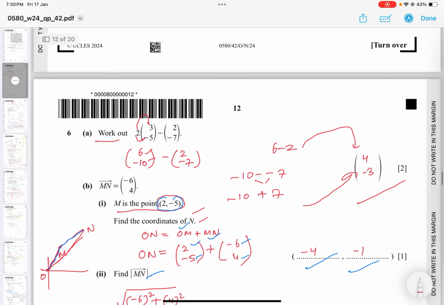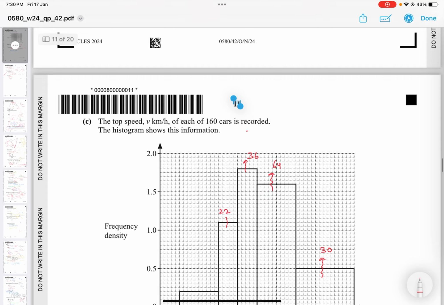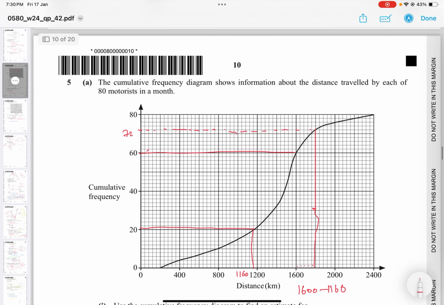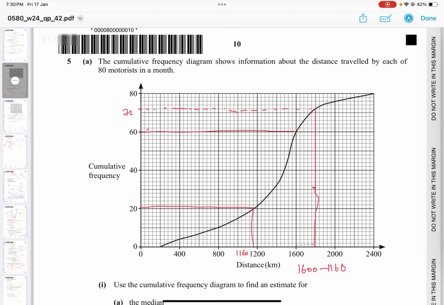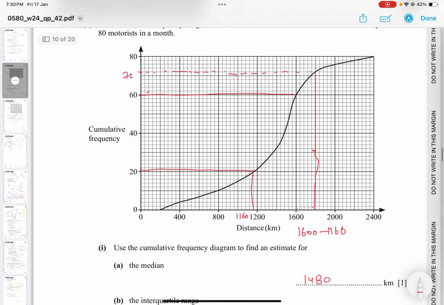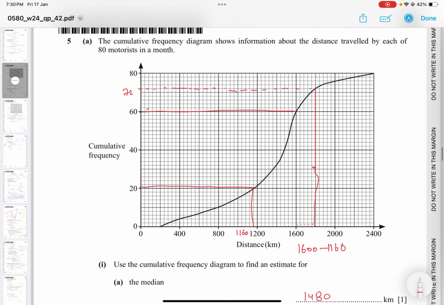Are you ready to jump on to the next question? A cumulative frequency diagram shows information about the distance traveled by 80 motorists in a month. Estimate the median. Median: total is 80, so we will go from 40 and go up to here.